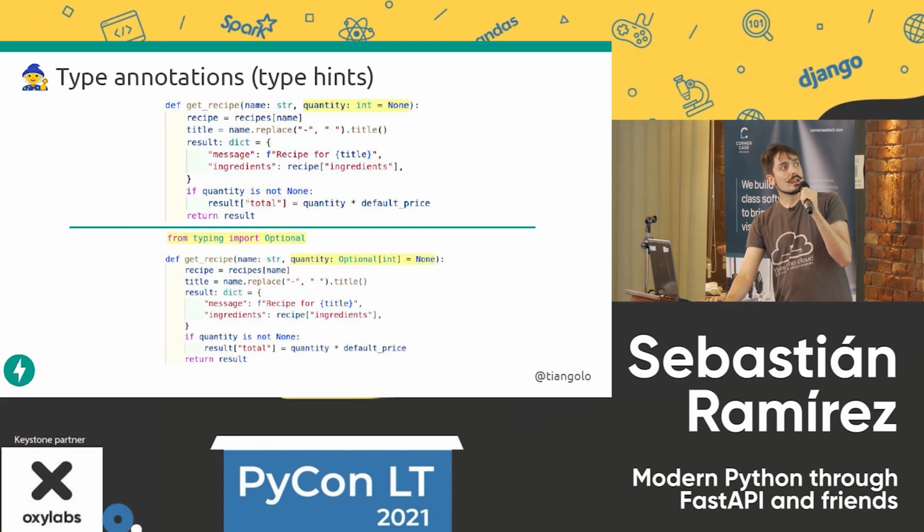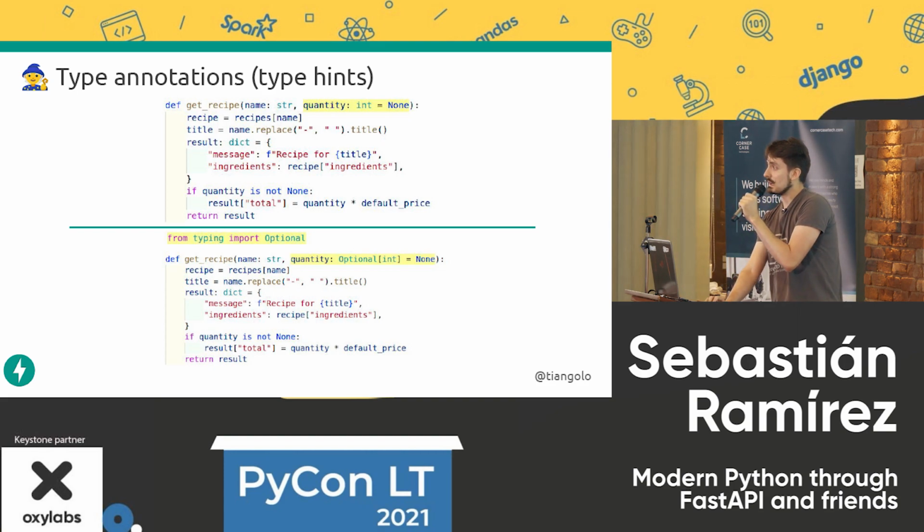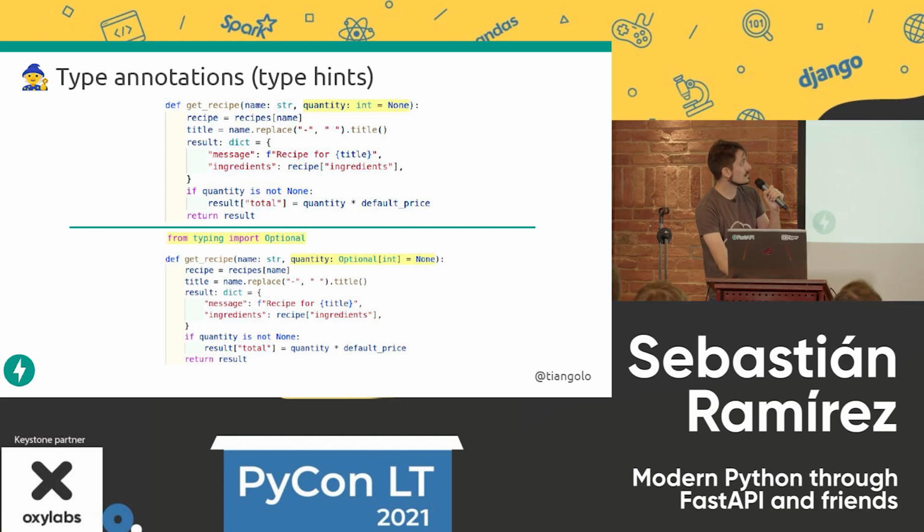Now we can be a bit more thorough and a bit more structured and tell it explicitly, hey, this thing is actually an integer that is optional, so it could be None. This is the standard way in Python to tell it that this quantity is an integer or None. This typing module is part of the standard library, so we can just use it directly.